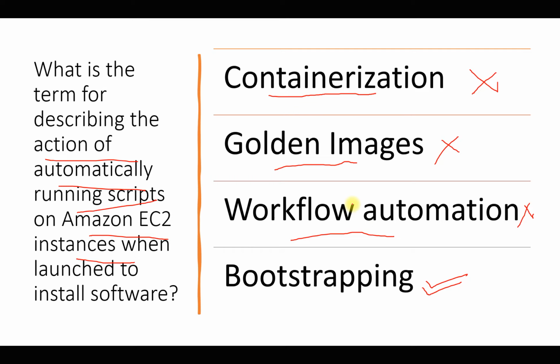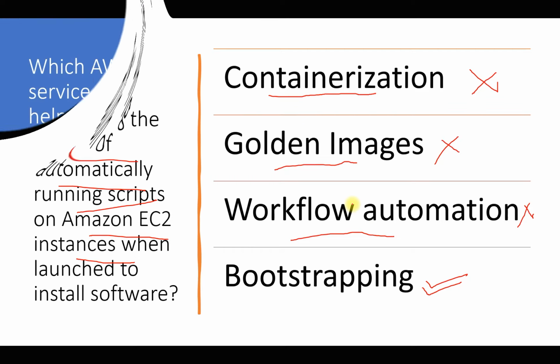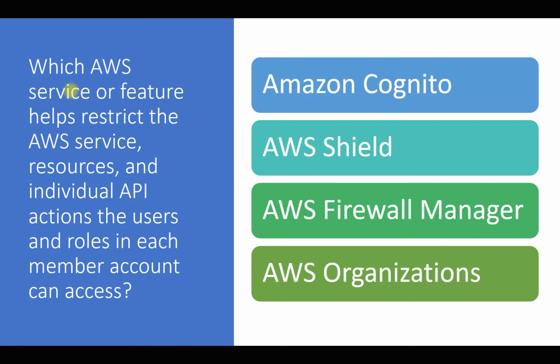So here we will go with bootstrapping. Let's talk about the next question now. In this question, they are asking which AWS service or feature helps restrict the AWS service resources and individual API access the users and roles in each member account can access. The options we have are Amazon Cognito, AWS Shield, AWS Firewall Manager, and AWS Organizations.